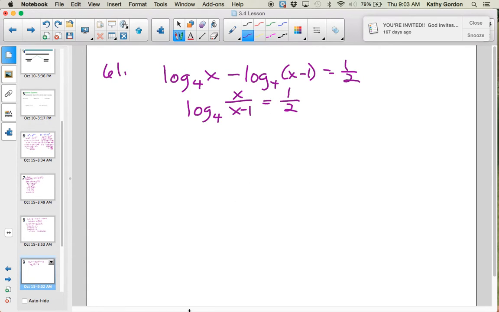Okay. Now I have the log base something of something equals something. Now I can do the rewrite into exponential form. So what would this look like as a rewrite? Probably 4 to the power of half is equal to x over x minus 1. Does that help? Yeah, because what is 4 to the power of 1/2? 2, right? Square root of 4.